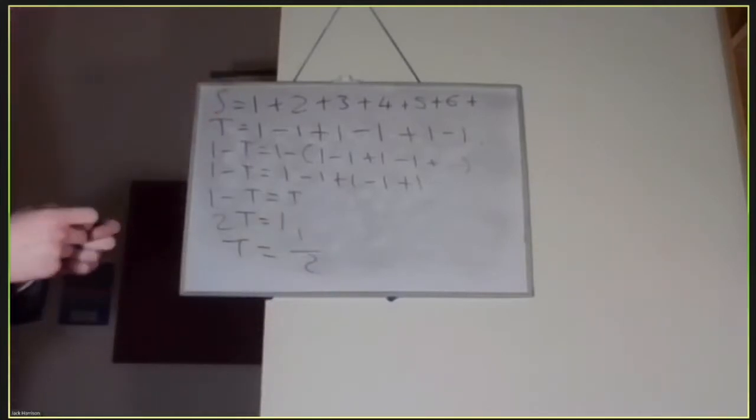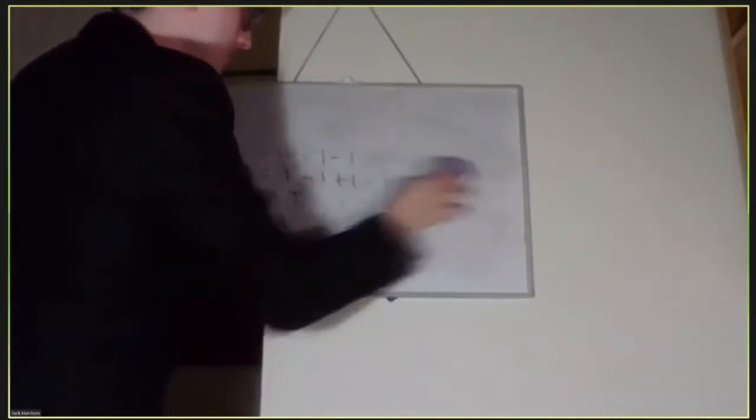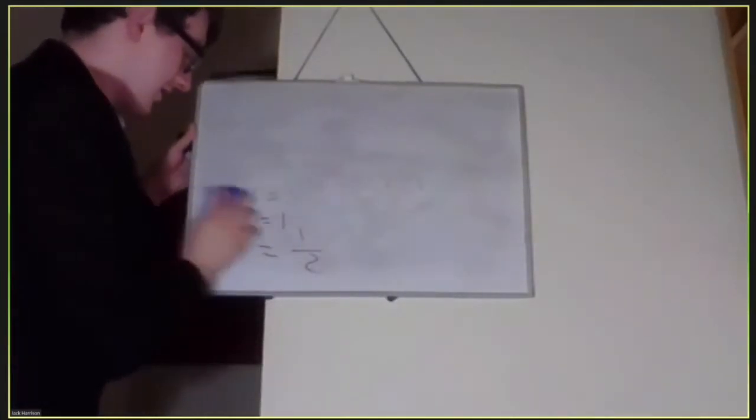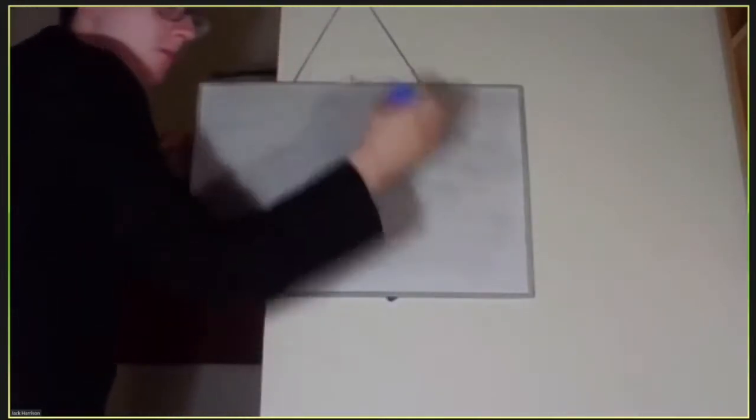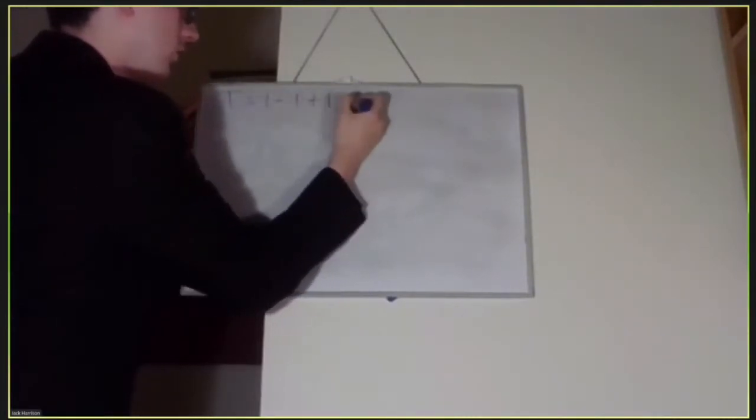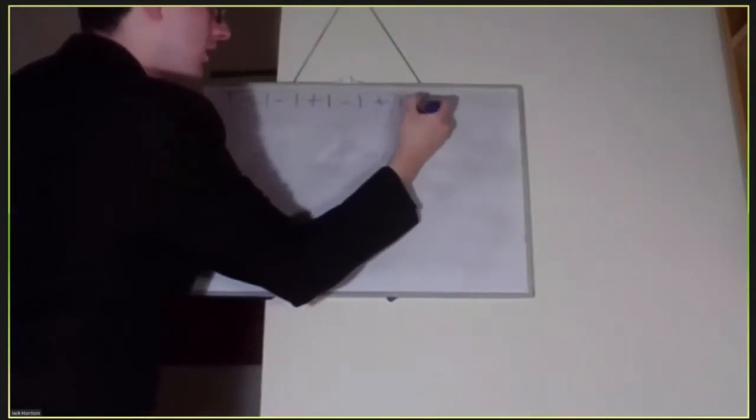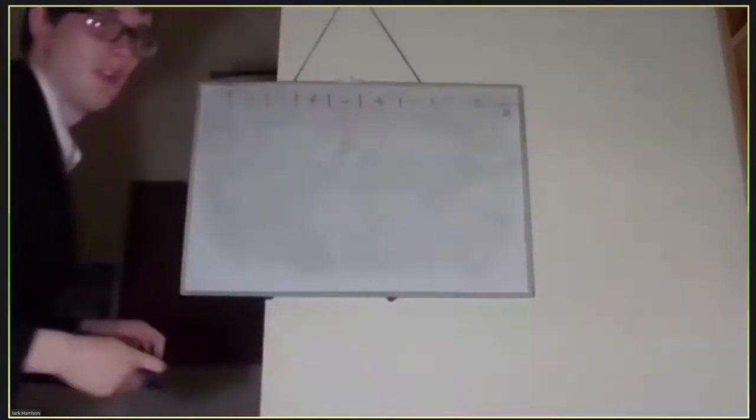Now, I'm going to leave that result at the top of the board because we need it for the next result that we need to prove this mad trick. So we'll put that back at the top of the board. T equals 1 minus 1 plus 1 minus 1 plus 1 minus 1, which is a half.